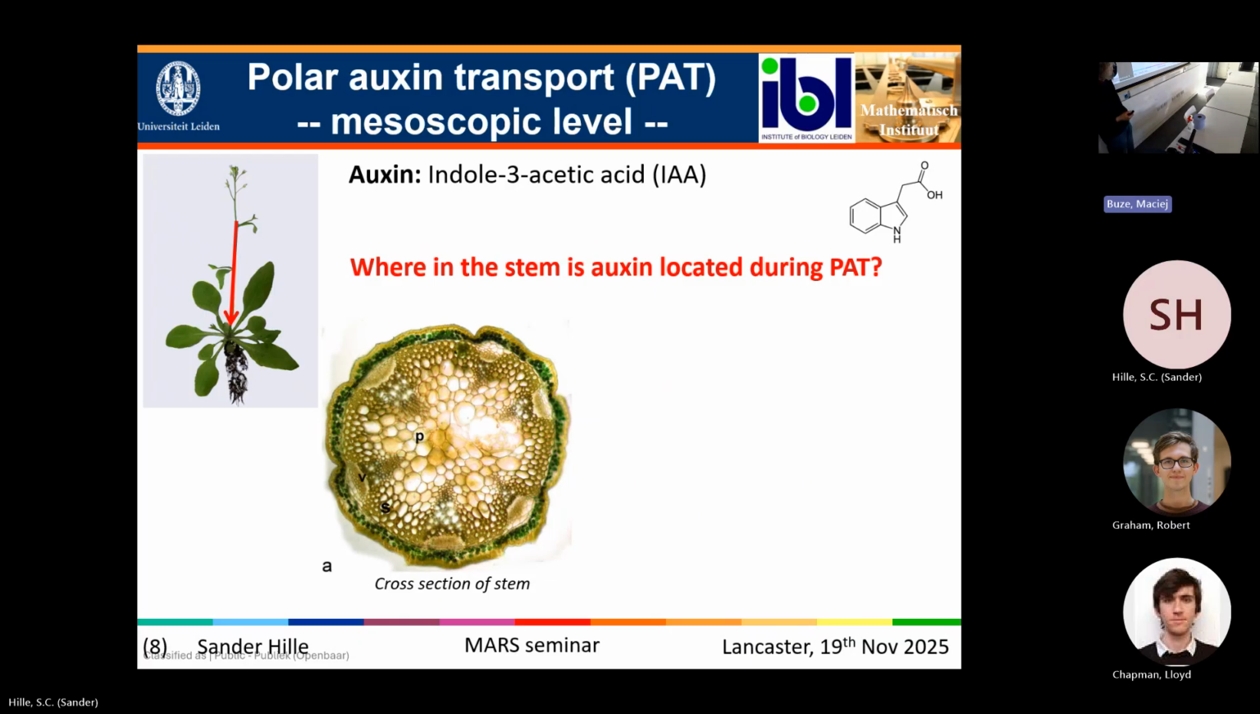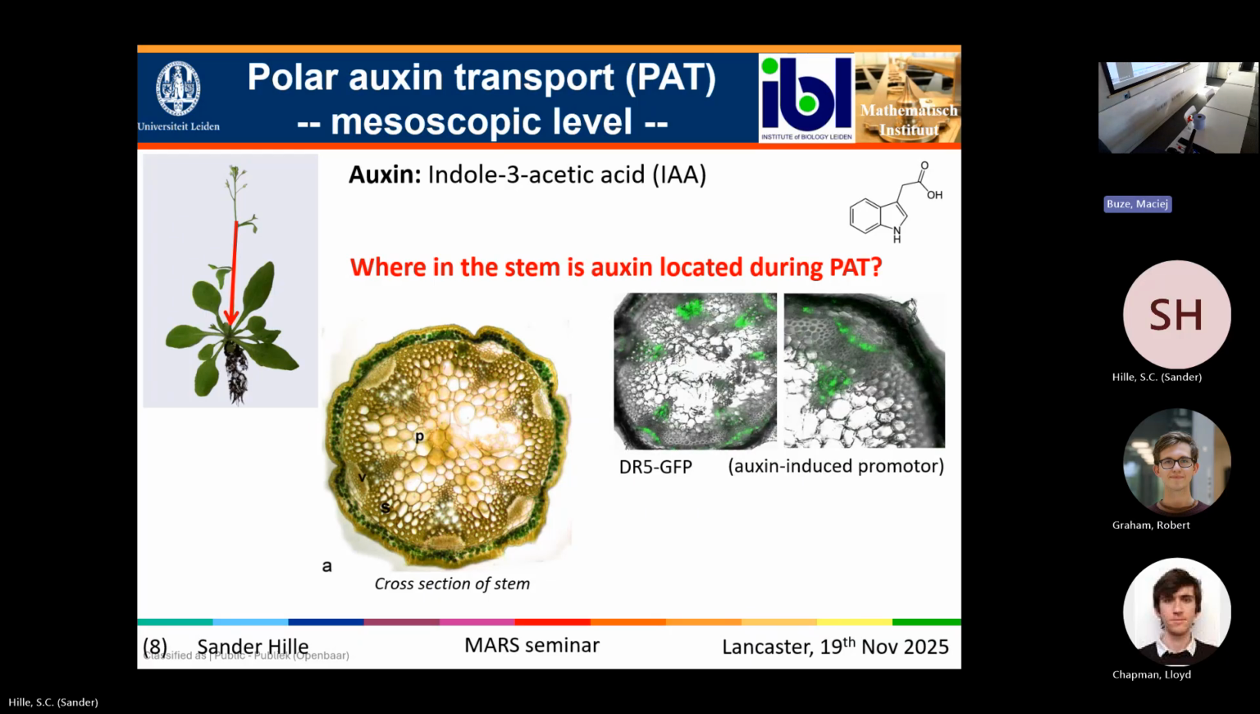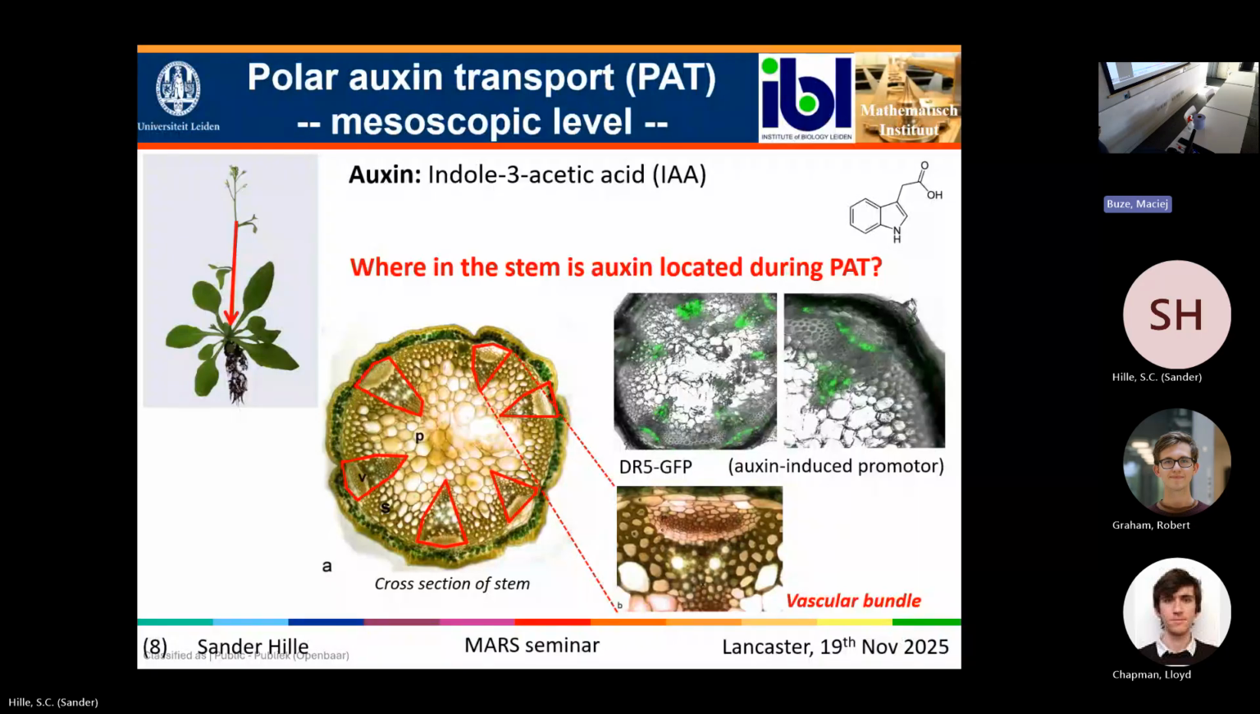But if you cut a stem and you have a cross section like this, using, so this is the biological side, special promoters that act on auxin, you can make it visible in green where most of the auxin is, and that is in these parts of the stem section, which are called the vascular bundles, these pie-shaped parts recognizable in the plot. So clearly there you should look for the transport.